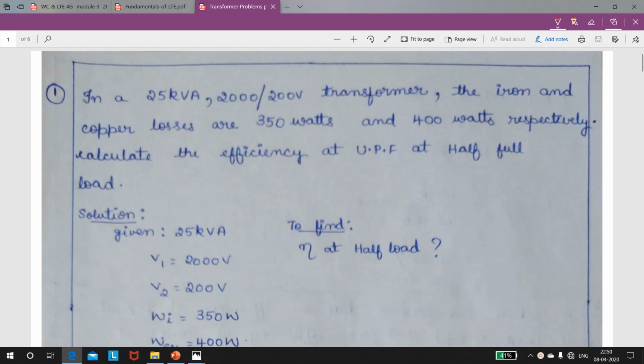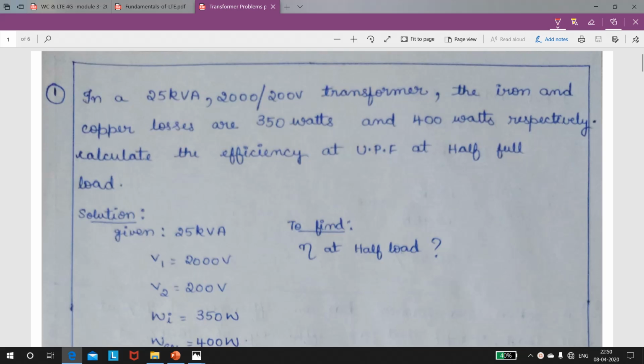Good morning, students. Today we will be going through the second part of the transformer problems. In the second part, you will be solving the problems on losses and efficiency. Before going to the problems, you need to remember one single concept, that is about the losses.